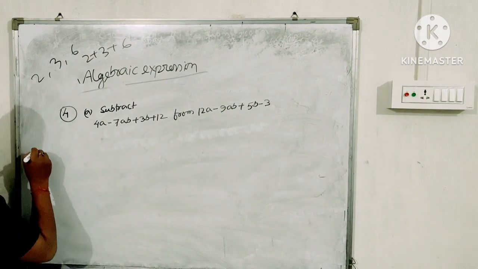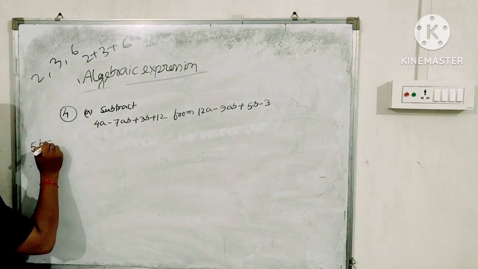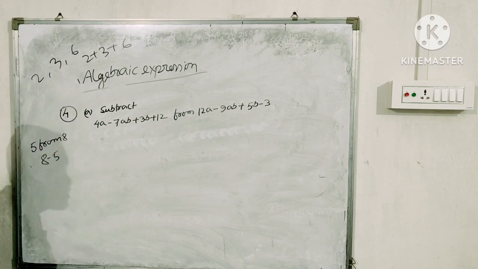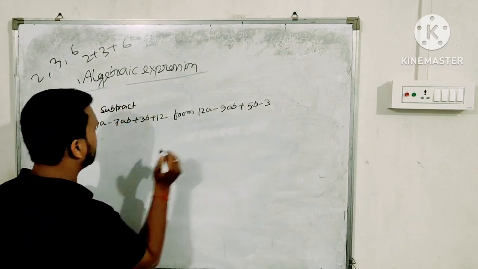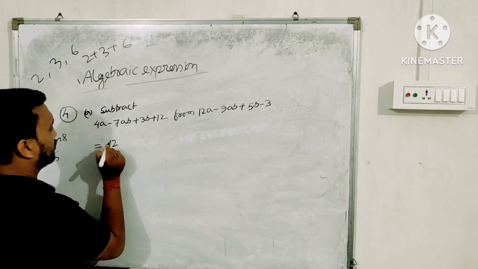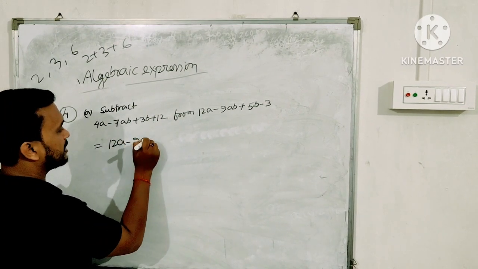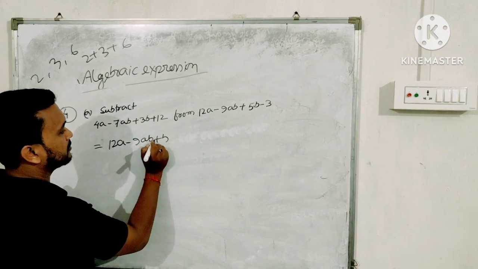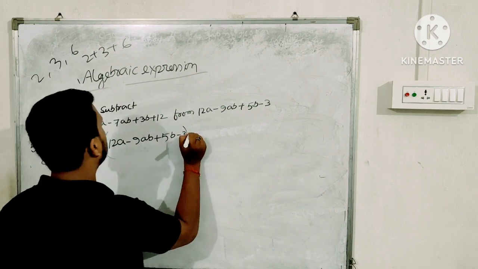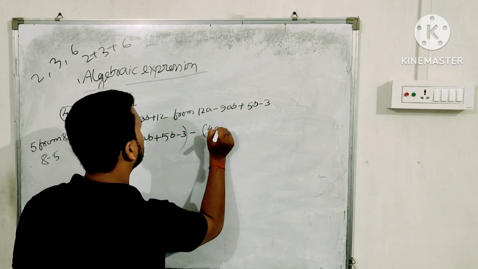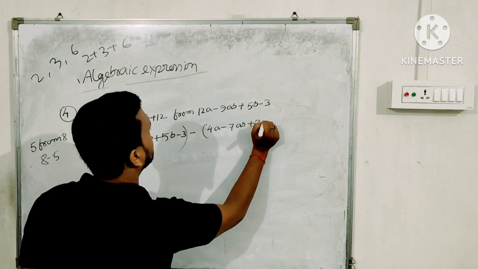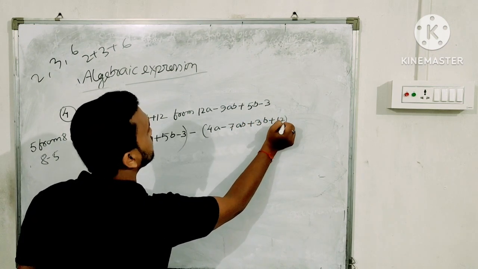If I write subtract 5 from 8, what will you write? 8 minus 5. So this expression should be written before this expression. So write 12a minus 9ab plus 5b minus 3, that minus 4a, 7ab, 3b plus 12.